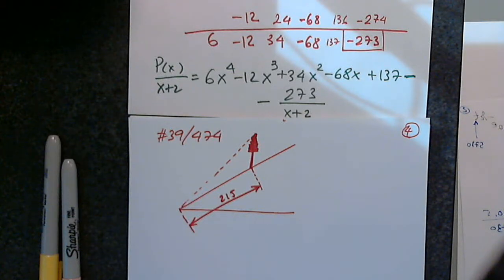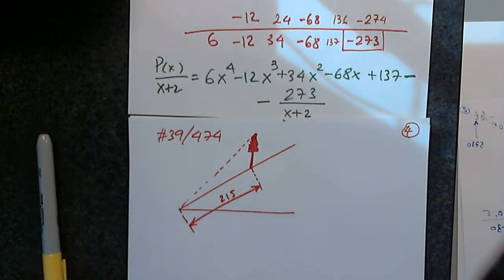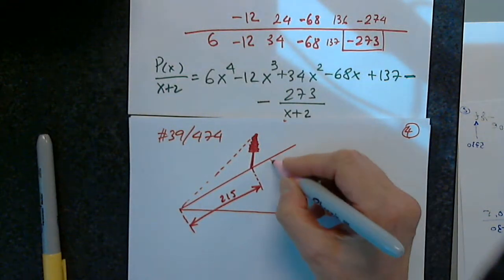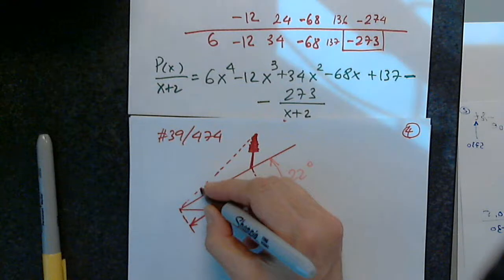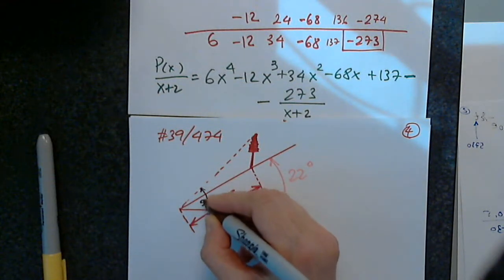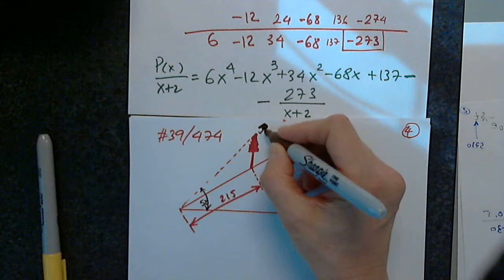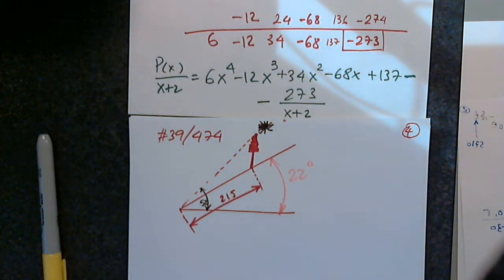If the angle of inclination of the hillside is 22, so this is 22 degrees to the horizontal, and the angle of elevation of the sun is 52. Okay, so this is 52 and the sun is right here. Find the height of the tree.